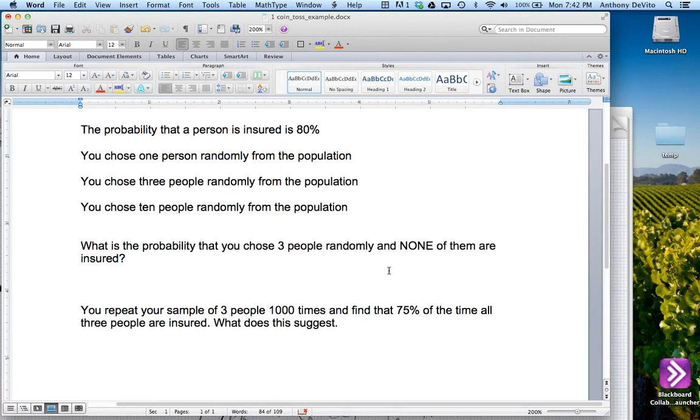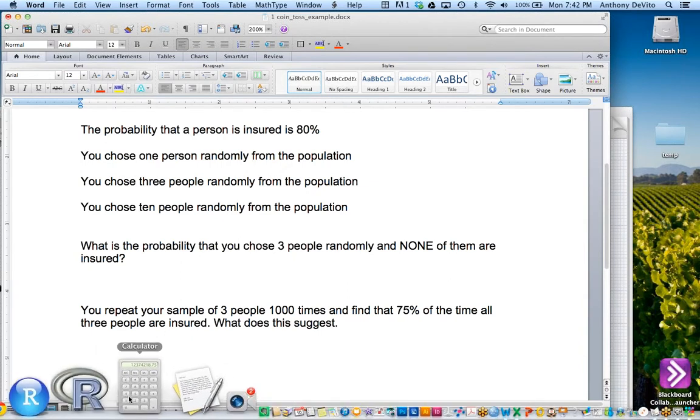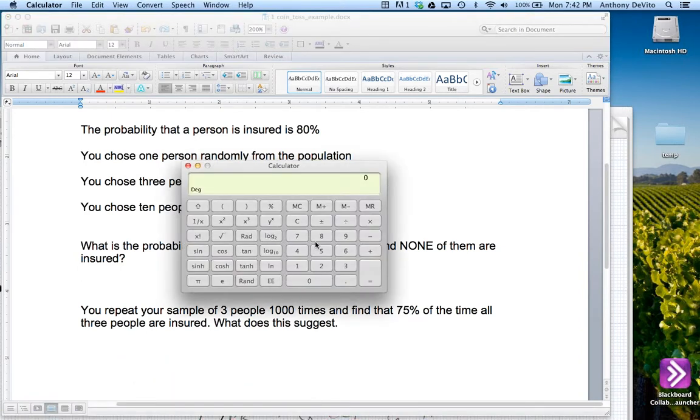Okay, so now, what's the probability that you choose three people randomly and none of them are insured? Remember that the probability of a person that's insured is 80%. What's the probability that you take three people randomly from this population and that none of the three people that you pick at random are insured? Anybody want to hazard a guess on what that probability is? I got 8%. Well, let's see. How would I figure that out?